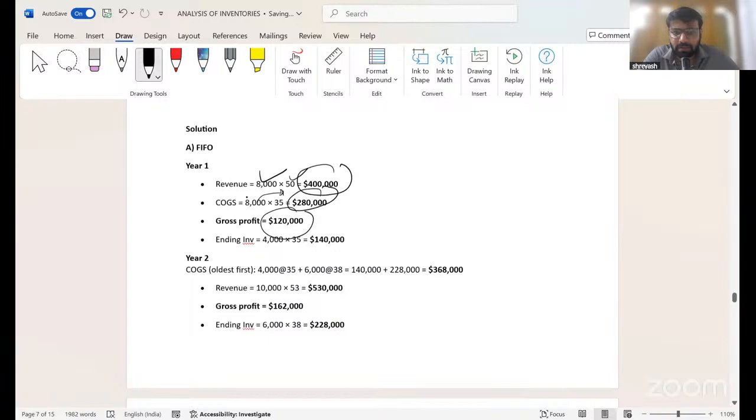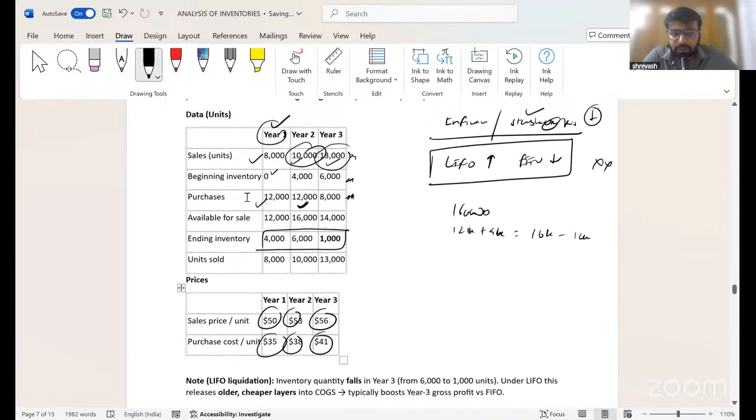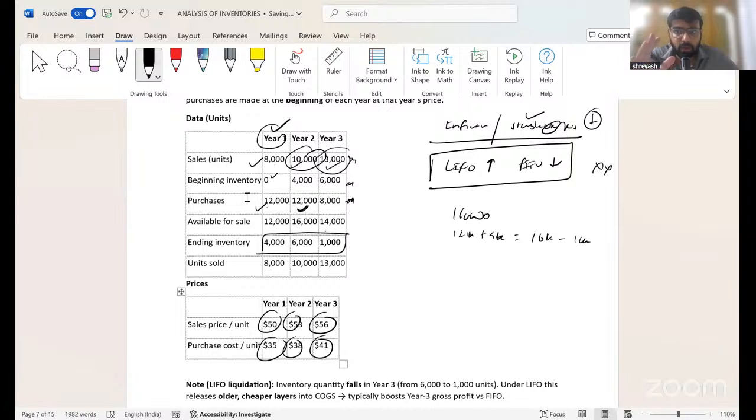What happens in second year? Sir, in second year, older inventory will be sold first. We are talking about FIFO right now. How much have I sold in the second year, sir? I have sold in the second year 10,000. Sir, how do I break down this 10,000? Sir, 10,000 will come, 4,000 from previous year and 6,000 from what? Sir, current year purchases. Current year purchases are made at 38 and previous year purchases are made at 35.